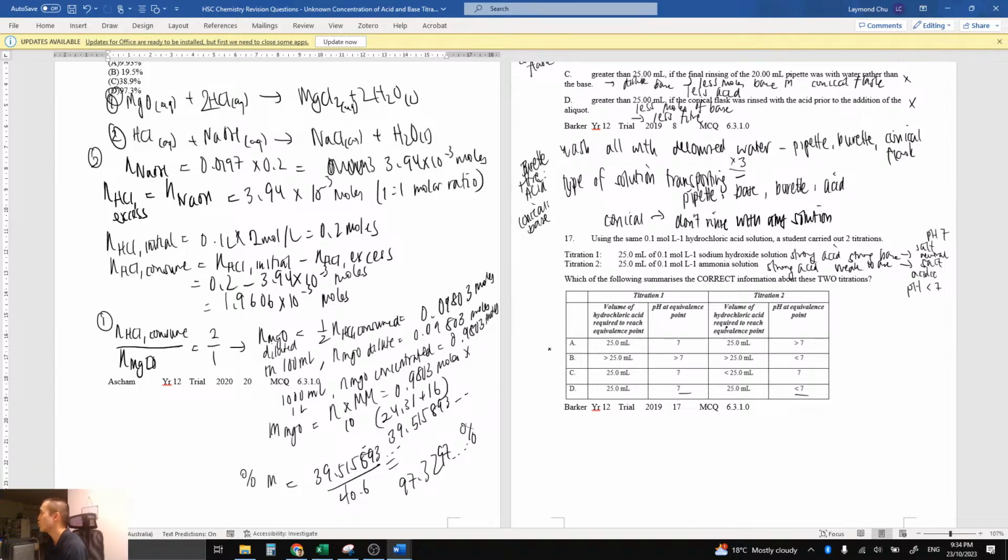Now, the volume of hydrochloric acid required to reach equivalence point. Now, why are they the same? One's strong, one's weak. Surely one's going to be different, right? You think. But it's not. Now we've got our strong acid here. It does the usual thing that we typically know of, creates NaCl. Now, the beauty of a weak base is this. Okay, I'm not going to draw the neutralization reaction, but rather I'll show you these equilibrium.